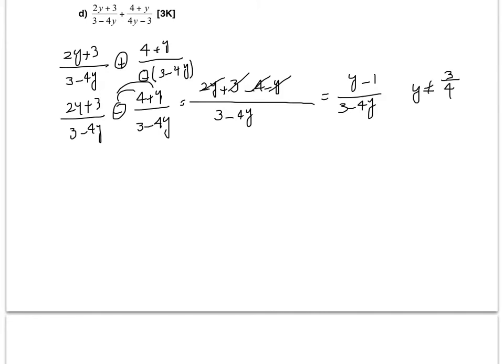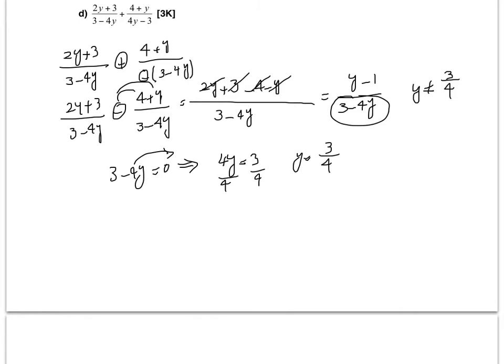Again, how we found 3 over 4 is that we make 3 minus 4y equal to 0 to find the restriction. I'm going to move the 3 to the right. I get 4y is equal to 3, divided by 4. I get y is equal to 3 over 4, which is my restriction.